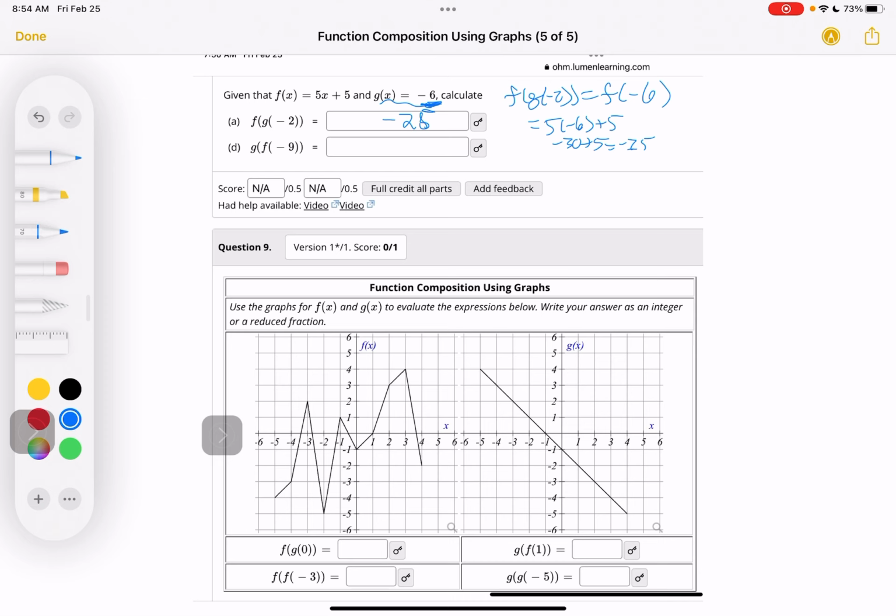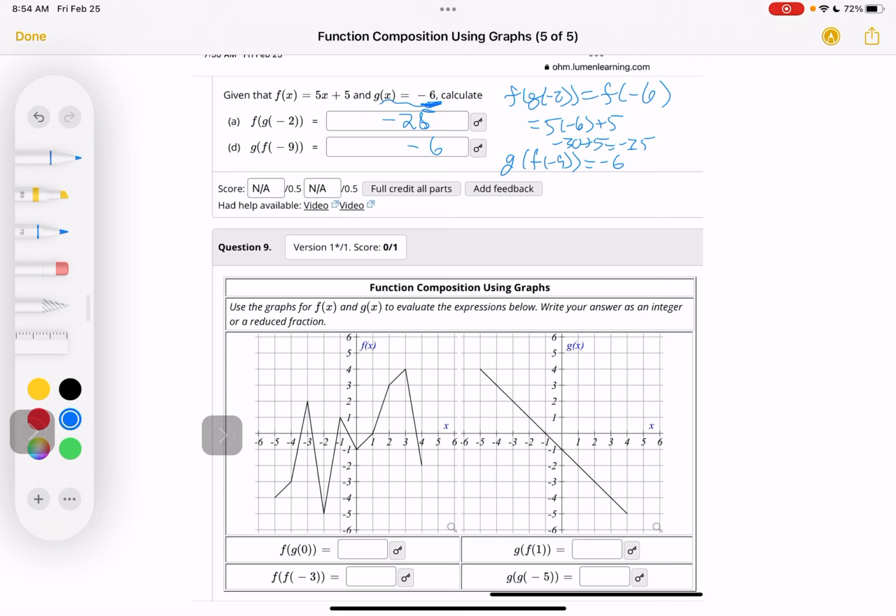And then g, this is the funnier part that I chuckled at the beginning, g of f of negative 9. Well, it really doesn't matter what f of negative 9 is, because g is always going to make a negative 6. Okay. So there, that's kind of fun.